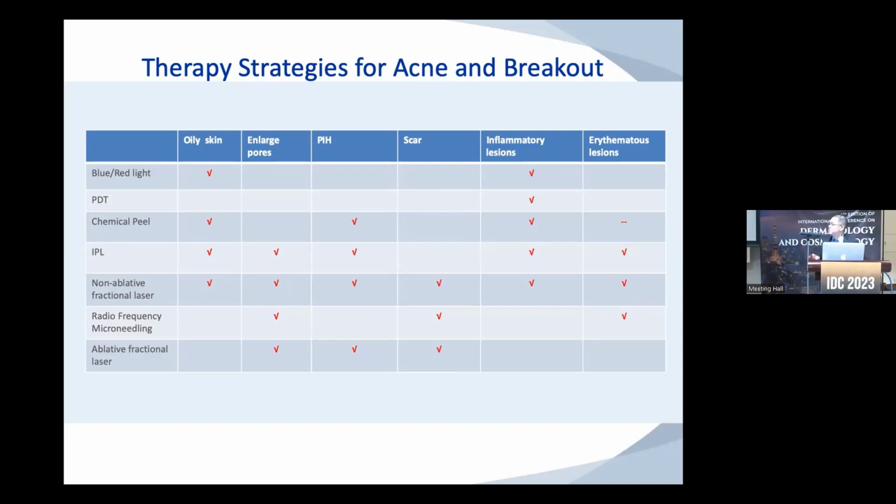For enlarged pores, we usually choose IPL, non-ablative or ablative lasers, and radio frequency microneedling. For PIH, we choose chemical peel, IPL, non-ablative, and ablative laser. For inflammatory lesions, we can choose blue red light, PDT, chemical peel, IPL, and non-ablative, for example. And for erythematous lesions, we can also use IPL, non-ablative, and radio frequency treatment modalities.